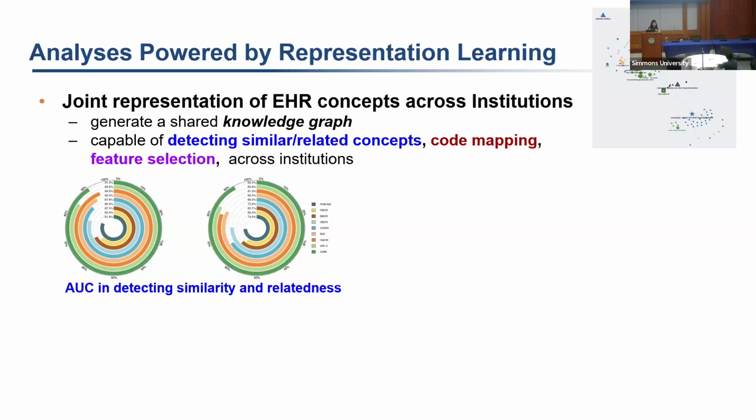But on the right-hand side is the ability to understand relatedness. Is this drug related to that disease? You can see we do much better than OpenAI embeddings, because that's where we borrowed the EHR information. So this almost showcases how much EHR summary level data can help us.